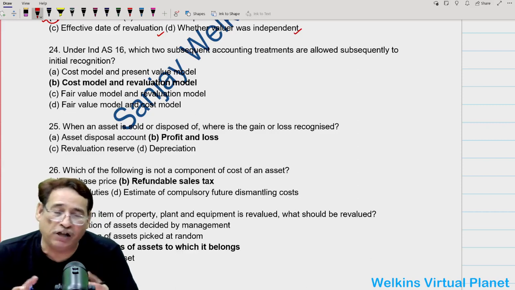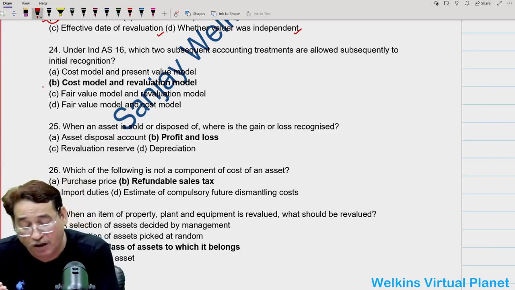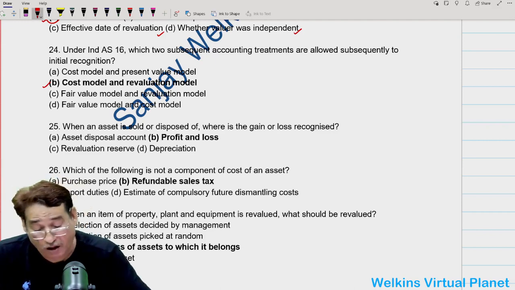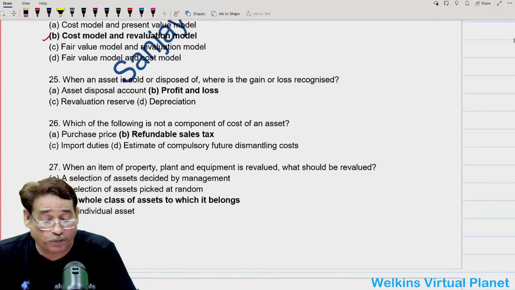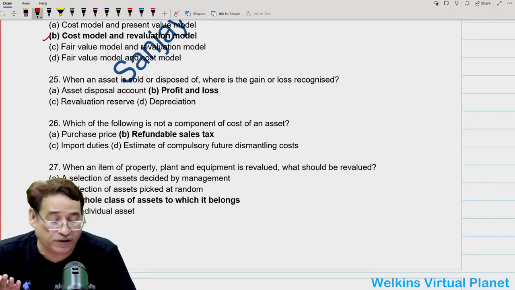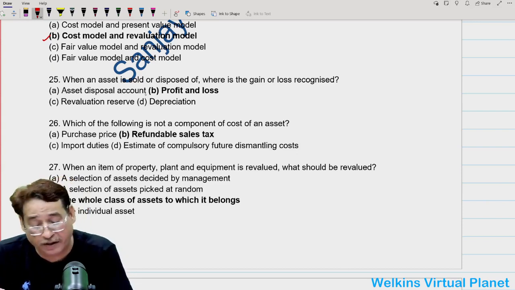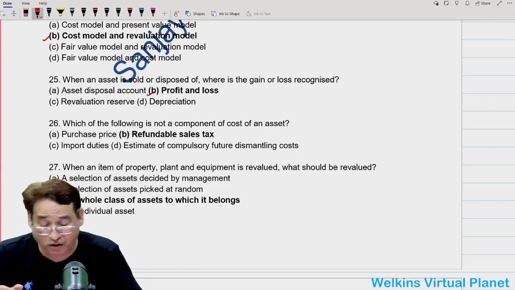However, subsequently, we can recognize the asset either at cost or at revalued model. So this should be your answer. When an asset is sold or disposed of, obviously there will be some gain or loss. The question is asking where that gain or loss should be recognized. Obviously, your answer should be profit and loss account.